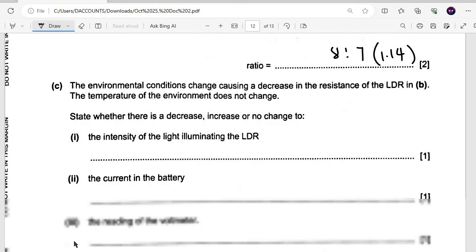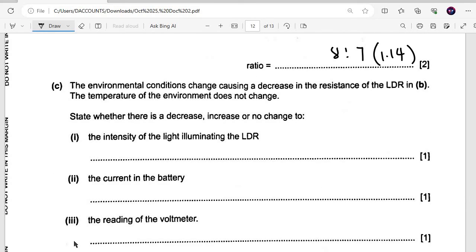The next question, C. The environmental condition changes, causing a decrease in resistance in the LDR. In B, the temperature of the environment does not change. State whether there is a decrease, increase, or no change. We all know that LDRs are photosensitive devices. They react to the intensity of light. They change their resistance depending on the amount of light falling on them.